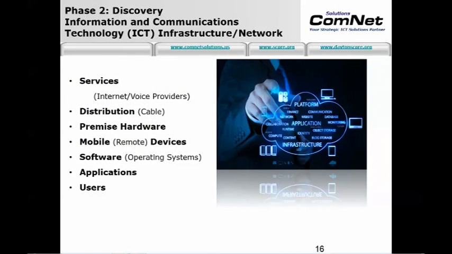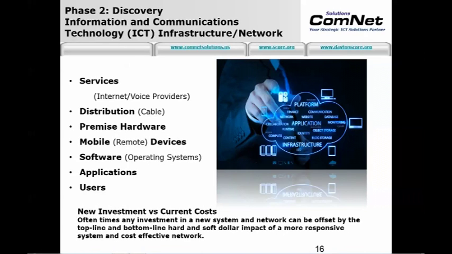Staying again with discovery, we're going to move on to what actually is your ICT infrastructure and network. As you see, it includes services, both phone providers, your telephone network, internet providers, so forth. It includes cable distribution within your office or premise. It includes premise hardware, phones, equipment, and so forth. Mobile devices that your employees may be using, software, operating systems, applications, and users.